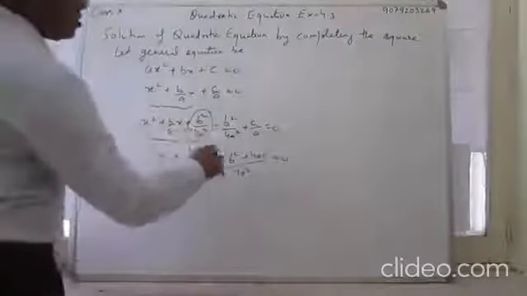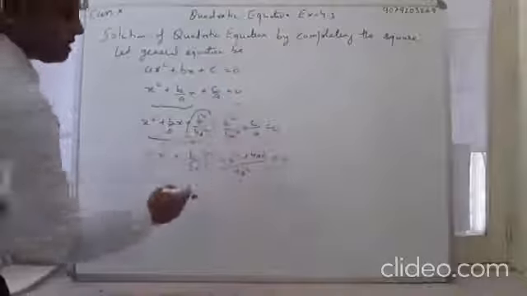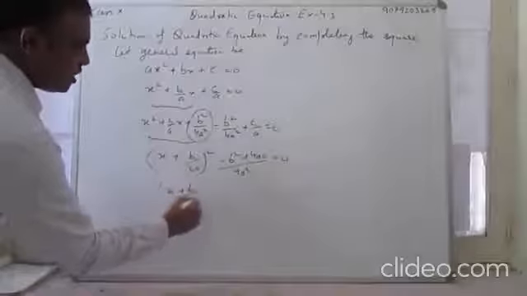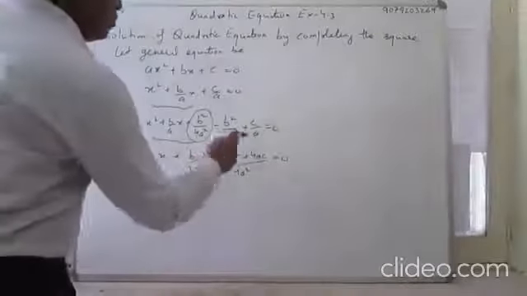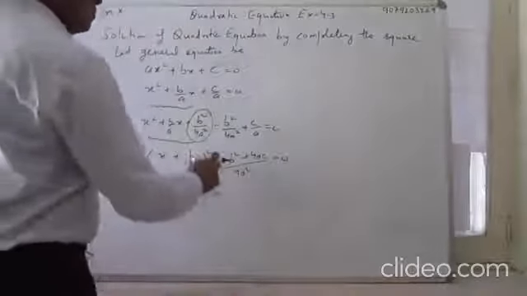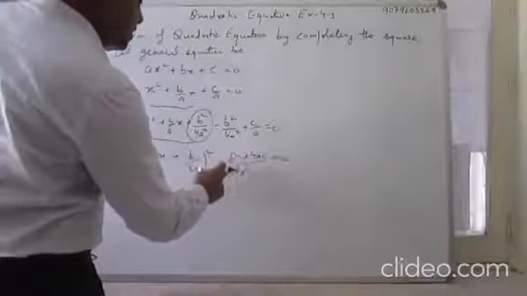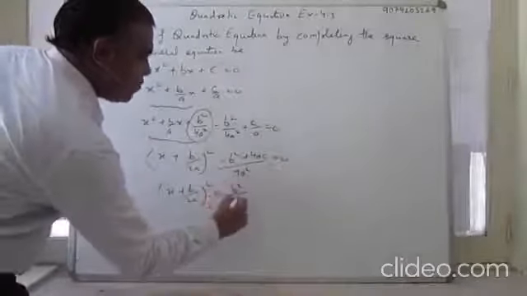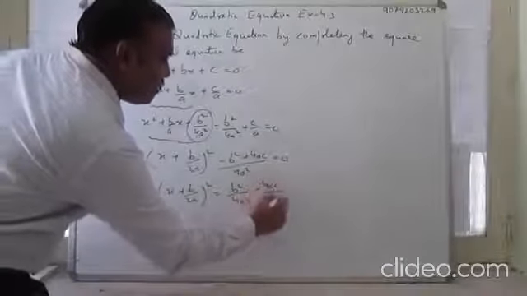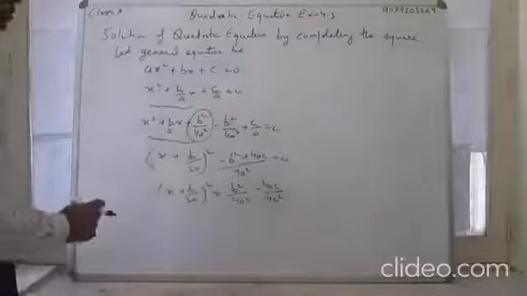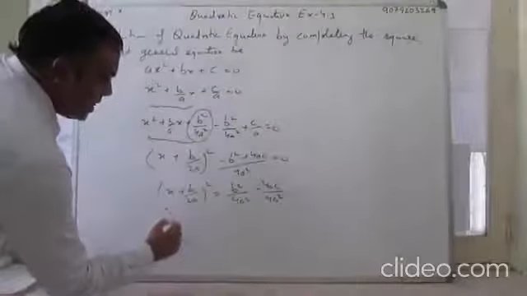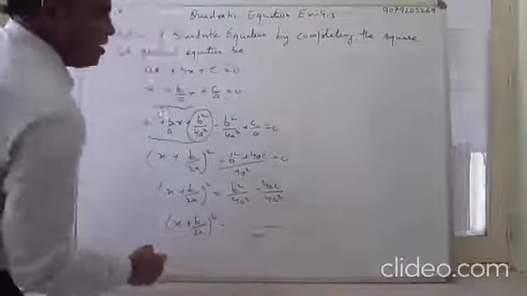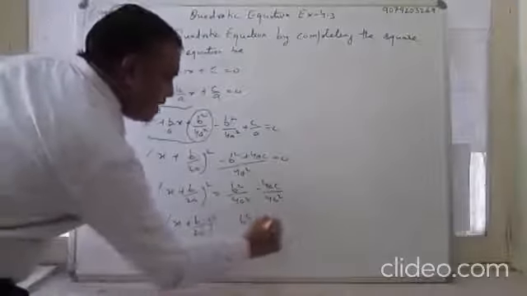Now transpose this to that side, what will happen if you take it there? So x plus b upon 2a whole square, when this goes there, minus becomes plus, and plus becomes minus. You can write in this way, b square upon 4a square minus 4ac upon 4a square. Now it is x plus b upon 2a whole square is equal to b square minus 4ac upon 4a square.